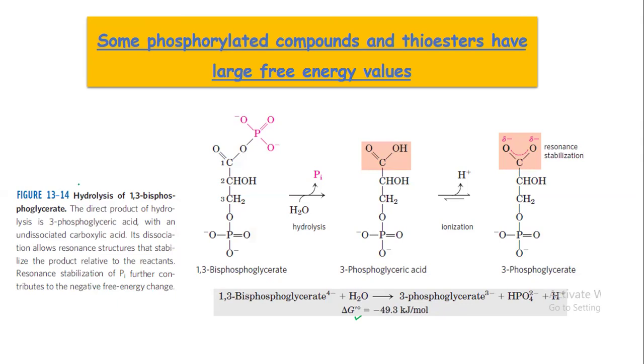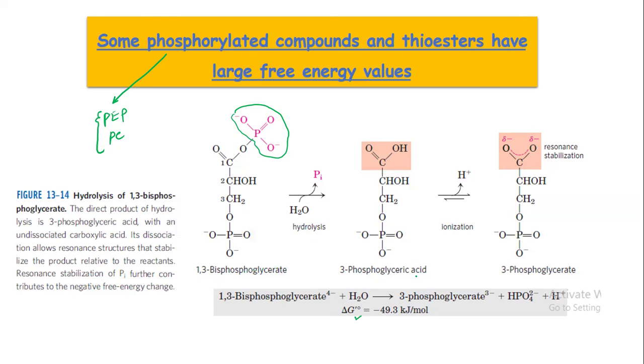So now let's see why some phosphorylated compounds and some esters have large free energy of hydrolysis. In phosphorylated compounds, we have examples such as phosphoenol pyruvate and phosphocreatine. These compounds have large free energy of hydrolysis. If you see the structure of 1,3-bisphosphoglycerate, once it undergoes hydrolysis, the phosphate attached to carbon number 1 will be released, and a carboxylic acid functional group will be established.